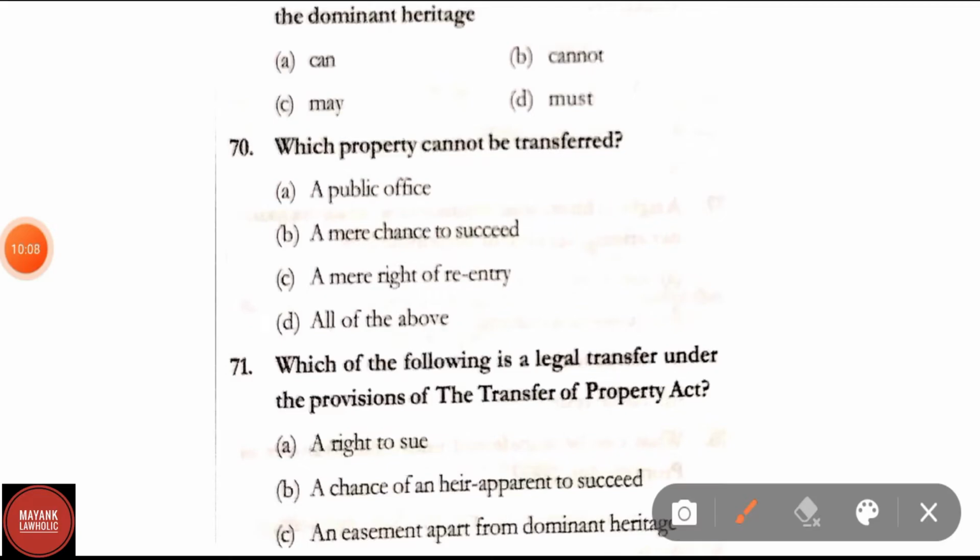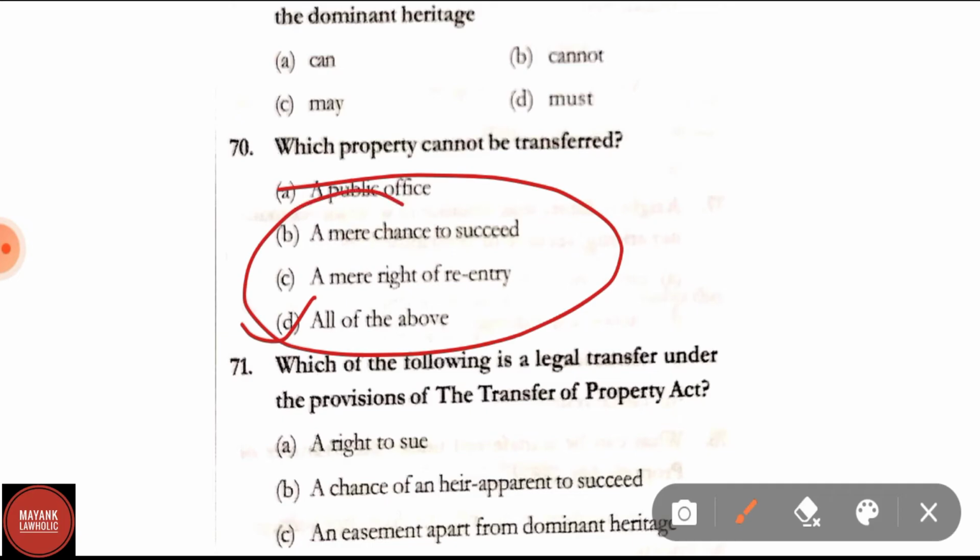Question number 70. Which property cannot be transferred? A public office, a mere chance to succeed, a mere right of re-entry, all of the above. Correct answer is option D. All the properties which are mentioned here cannot be transferred.